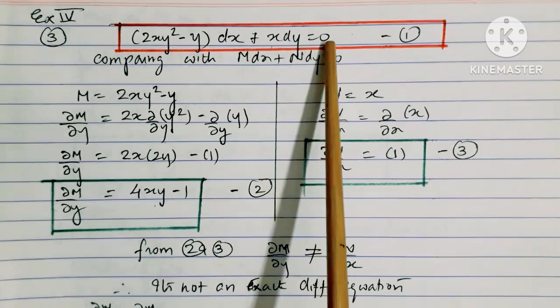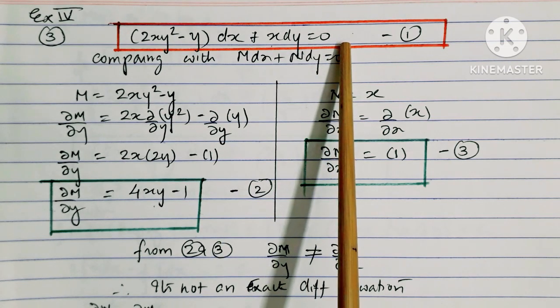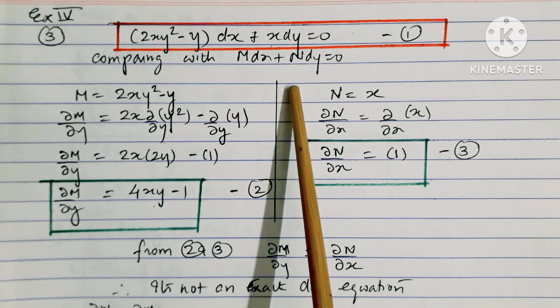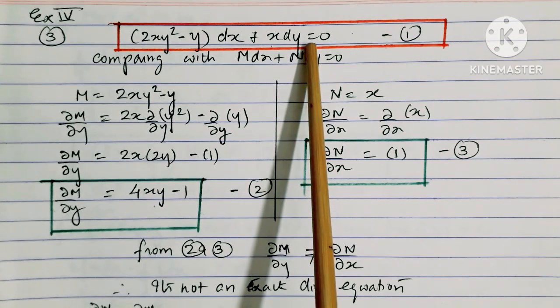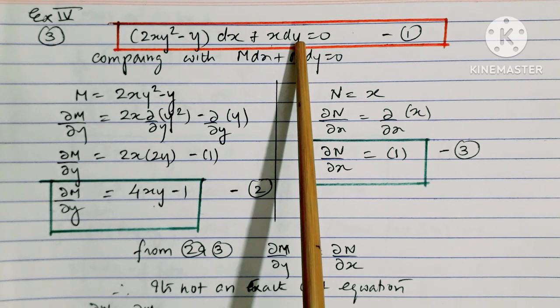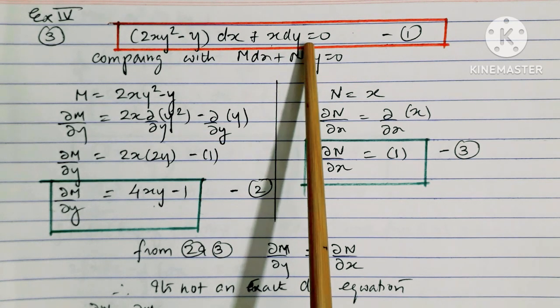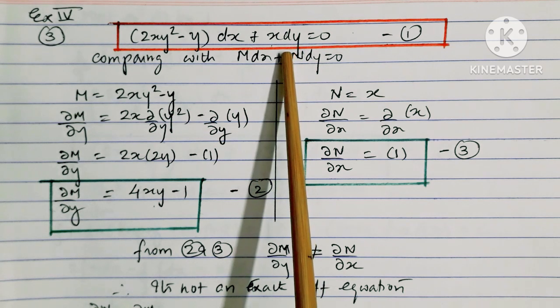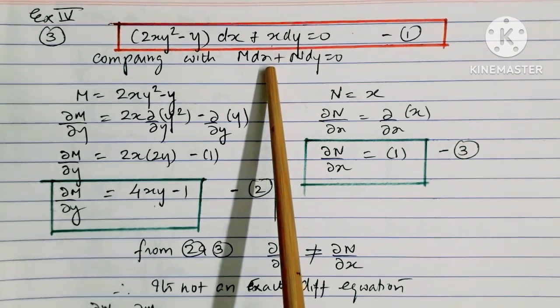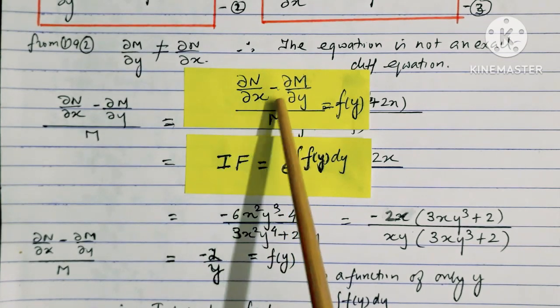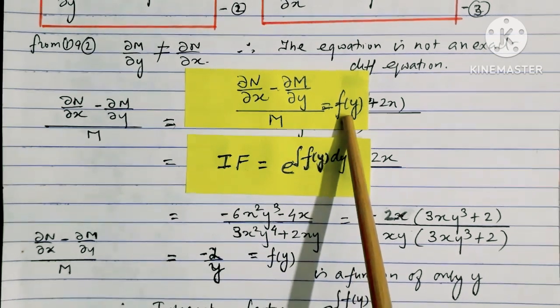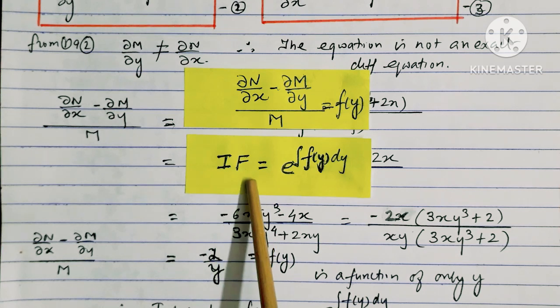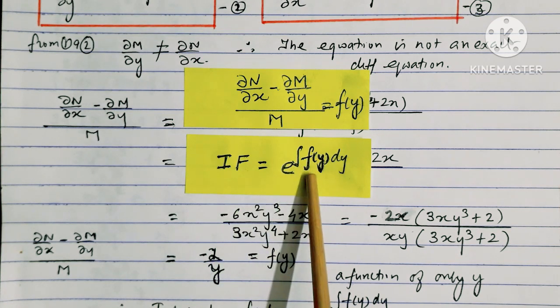Now that this given differential equation is not an exact differential equation, we will have to find a suitable integrating factor such that when we multiply this given differential equation with that integrating factor, then this given differential equation will be reduced to an exact differential equation and we will be easily able to find the solution. Now if (∂N/∂x − ∂M/∂y) upon M is a function of y only, say f(y), then the integrating factor is equal to e raised to integral f(y) dy.